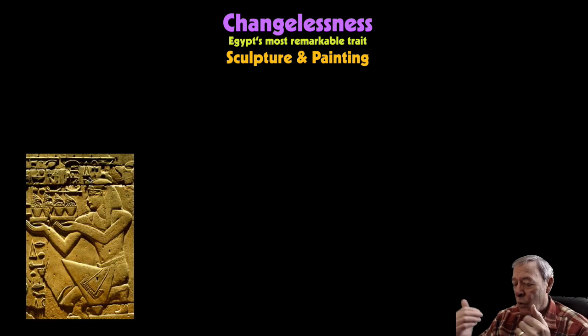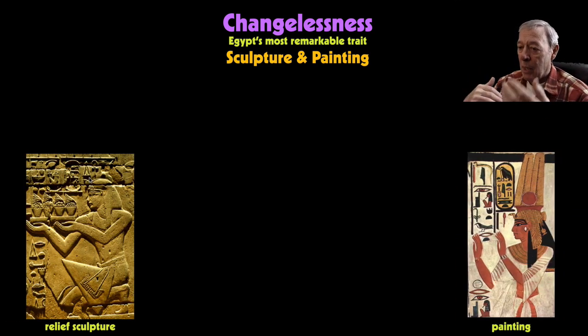Now, of course, as you look at these two images, a relief sculpture and a painting, you can see that in these two different art forms, this changelessness is fairly evident as well. Same kind of approach, same type of poses, same type of imagery is being used, whether it's relief sculpture or whether it's painting. Now, of course, full figure sculpture will be different, but for the most part, relief and painting, very, very similar.